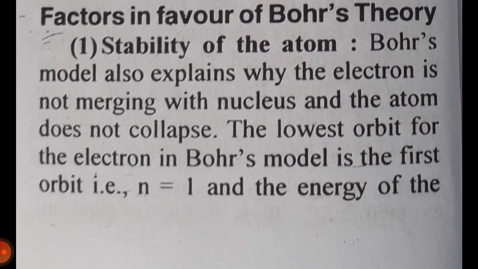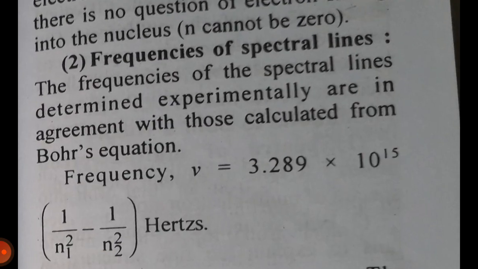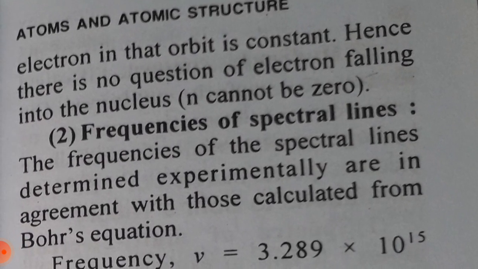Factors in favor of Bohr's theory. One, stability of the atoms. Bohr's model also explains why the electron is not merging with the nucleus and the atom does not collapse. The lowest orbit for the electron in Bohr's model is the first orbit, that is n equal to 1, and the energy of the electron in that orbit is constant. Hence, there is no question of the electron falling into the nucleus. n cannot be 0.